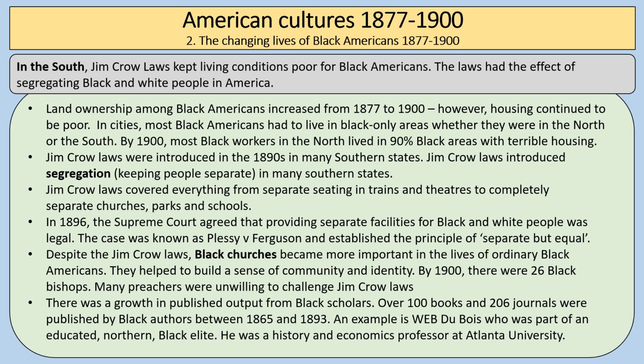Despite the Jim Crow laws, black churches became more important in the lives of ordinary black Americans. They helped to build a sense of community and identity. By 1900, there were 26 black bishops, and many preachers were unwilling, however, to challenge Jim Crow laws.